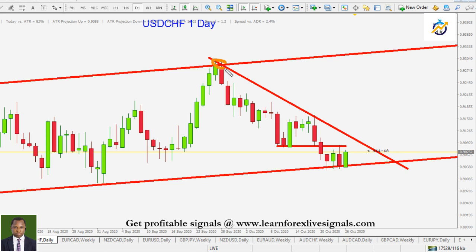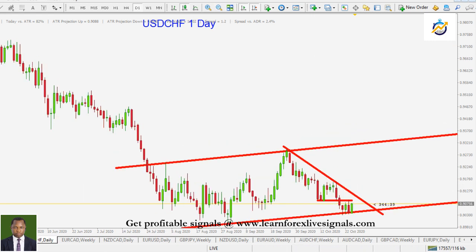We need to wait for this trend line to be broken. Once broken, then we can begin to search for our buy entries. All right, so what's the conclusion here? Avoid going short. Best is to look for long opportunities as this daily level of resistance, this trend line, gets broken.